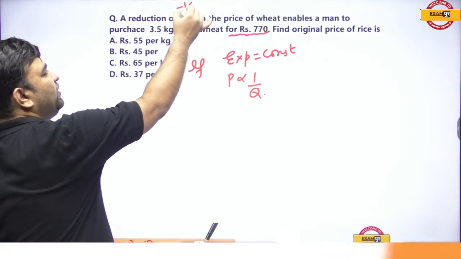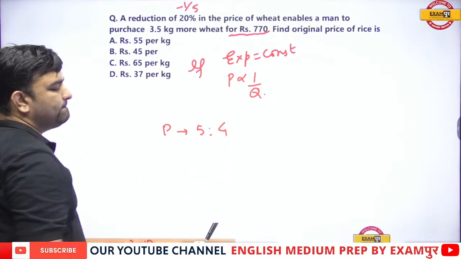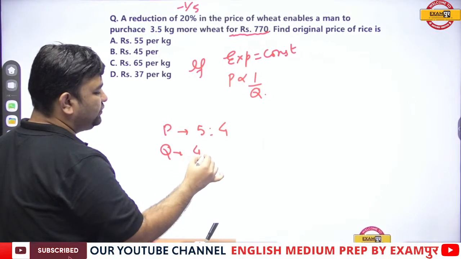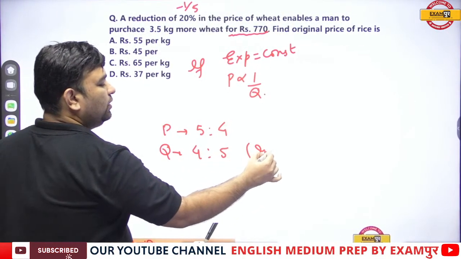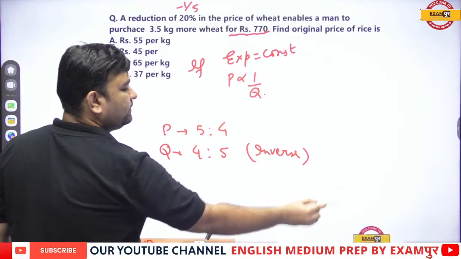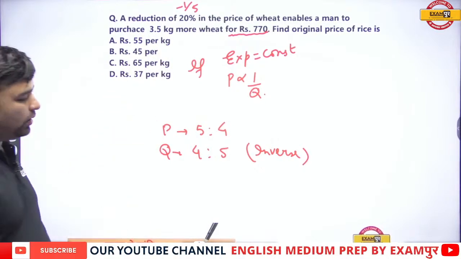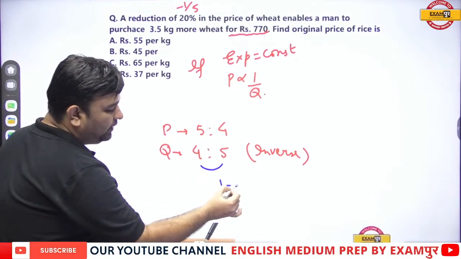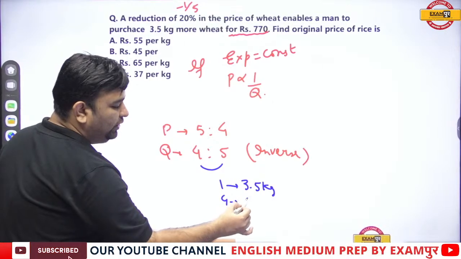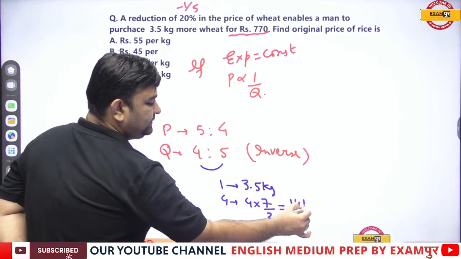20% reduction is a reduction of 1 over 5. So price has changed from 5 to 4. So quantity should have changed in the inverse ratio 4 to 5. 3.5 kg more, according to the ratio 1 more. 1 is equal to 3.5 kg. Then 4 would be equal to 4 into 3.5. 3.5 can be written as 7 by 2 as well. So 14 kg.